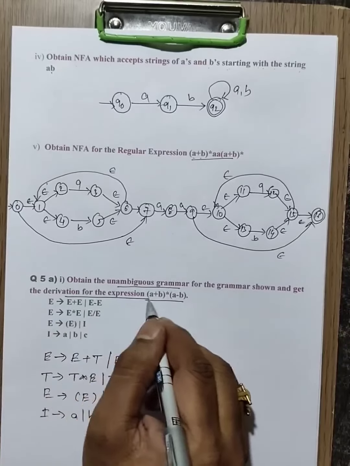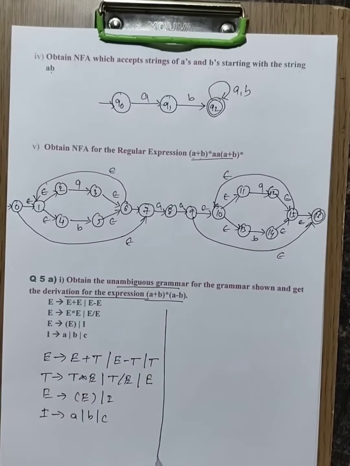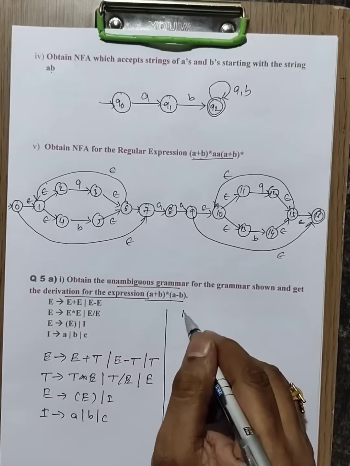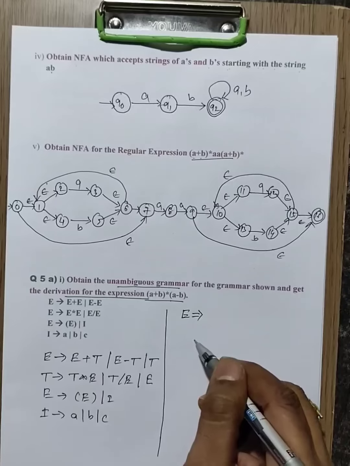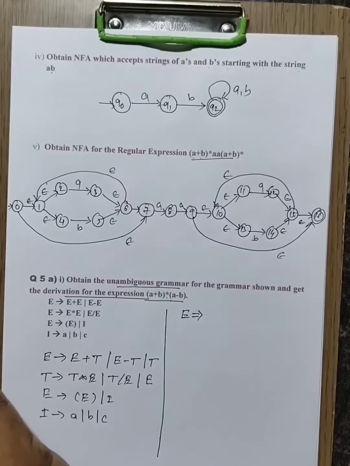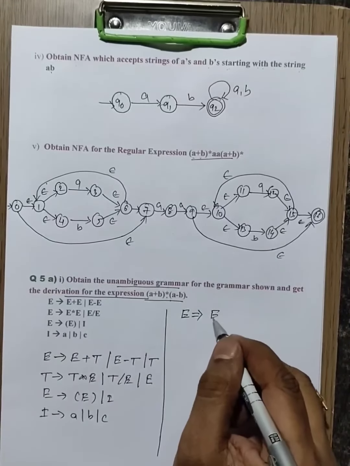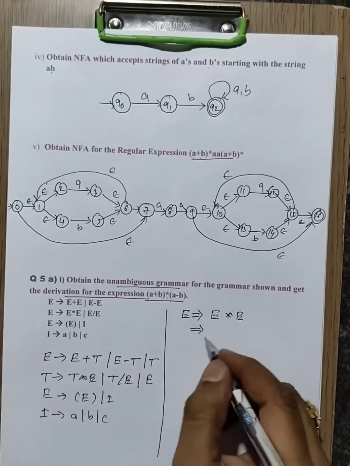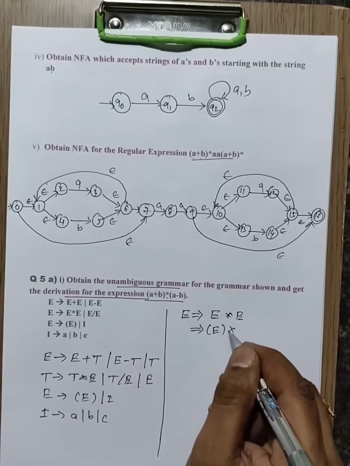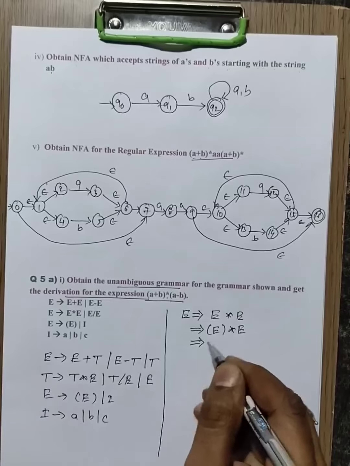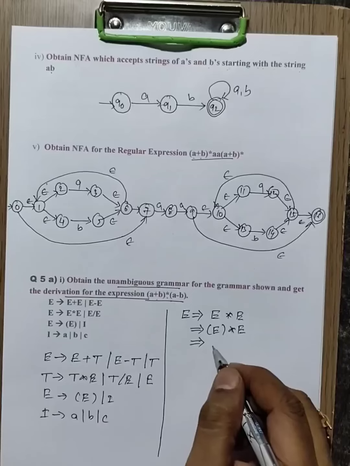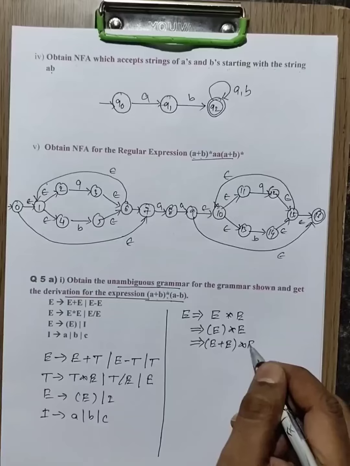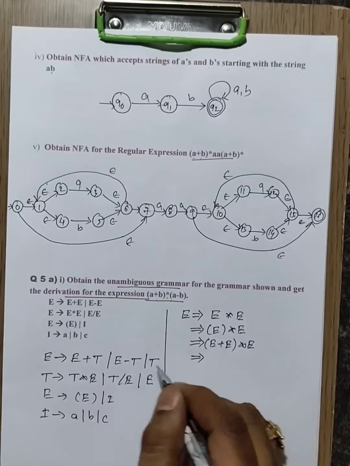And now we have to do the derivation. Here you can use either LMD or RMD. Derive this string. Derivation: E derives, with a double-line arrow, E star E, since first we need the star. Then the first E is replaced with opening bracket E closing bracket star E. Then the bracket is over. Then we need E plus E, so E is replaced with E plus E star E.